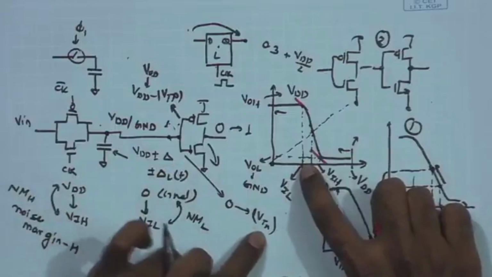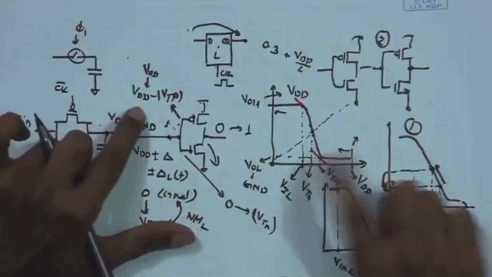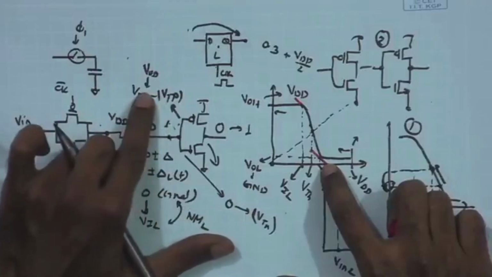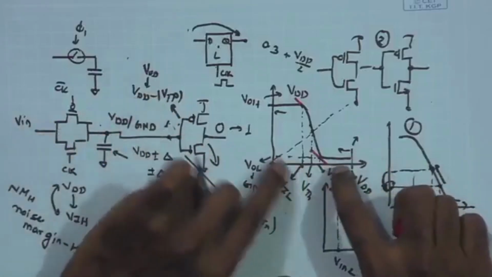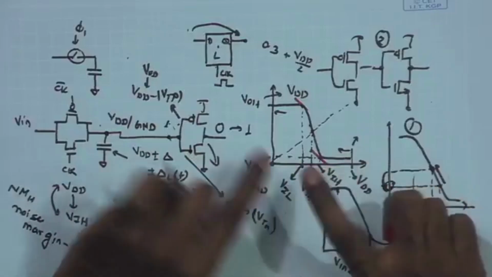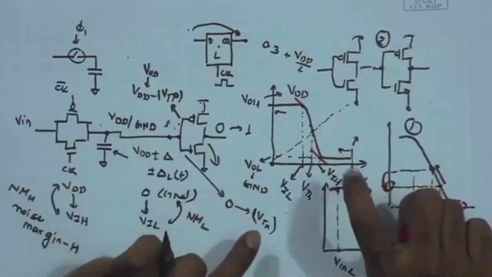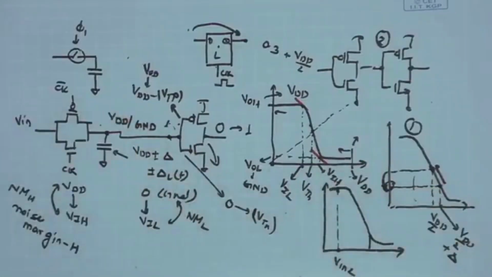VIL will be close to VTN of the NMOS, and VIH can be close to VDD minus mod VTP of the PMOS. Of course, this is not the exact transition point, they can be further lower, but roughly at least we can say that these are the VIH and VIL points. And if I look at the numbers that we have, VDD is around 2 volt or 1.8 volt in our technology, and the VTP, VTN both around 0.4 volt.